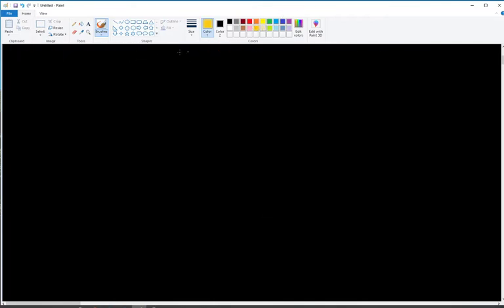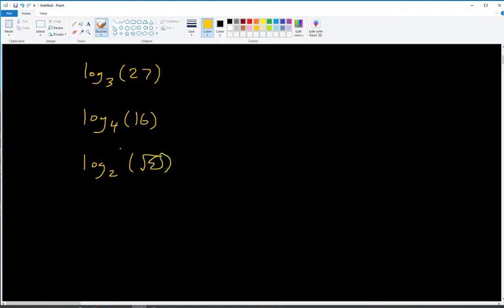So for these next group of these, let's look at log base 3 of 27, log base 4 of 16, log base 2 of square root of 2, and log base 5 of 1/5. And let's say log base 2 of 1/4.